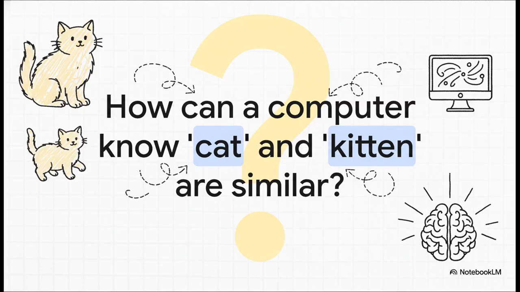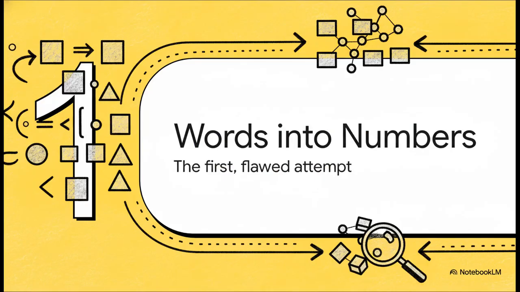They're basically the same idea. But how on earth does a computer, which just sees a bunch of ones and zeros, figure that out? It's a surprisingly tricky problem. All right, so to solve this, the very first step was trying to translate our language into their language. And their language is numbers. But as we're about to see, this first attempt had a massive, massive blind spot.